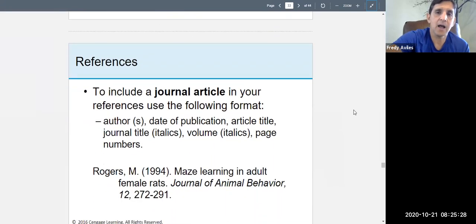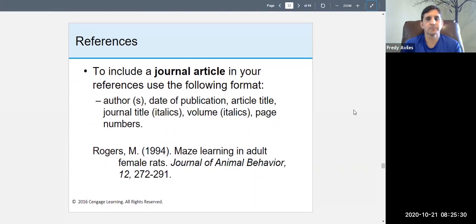There are other types of references. For instance, if you are going to include a journal article, a research report, these are actual studies that were published by researchers. Those you would also find in EBSCOhost. That's the source that we use to find these journal articles. Here, for those, you would use the authors, the date of publication, the article title, and then the journal title in italics, the volume in italics, and then the page numbers.